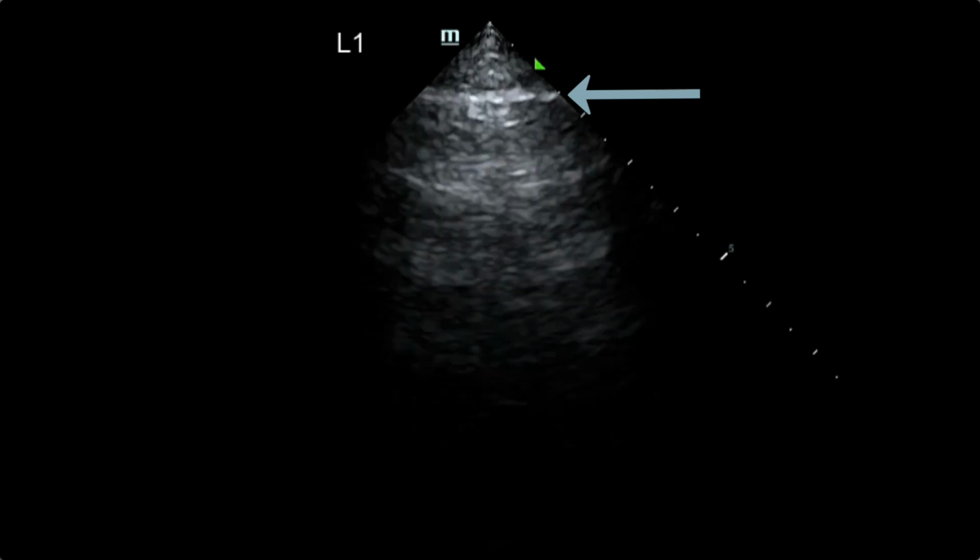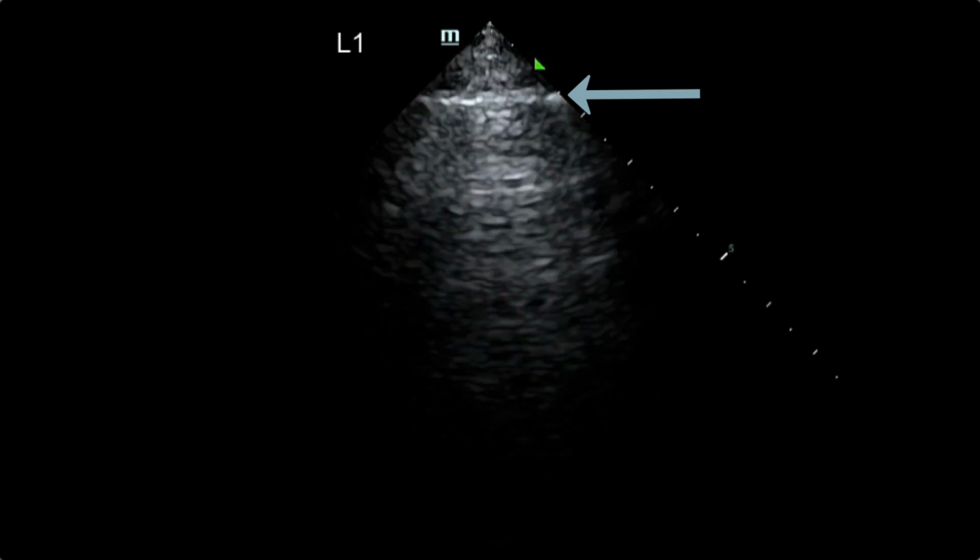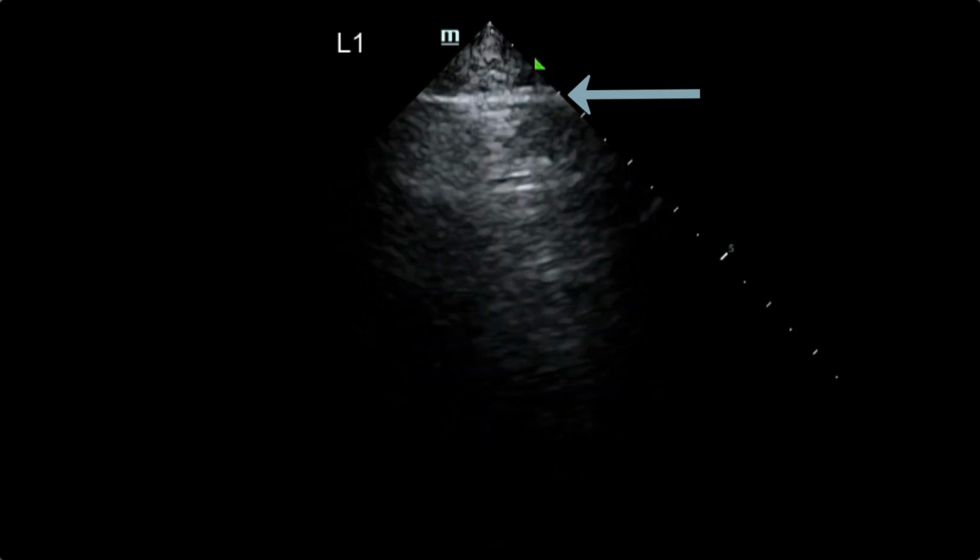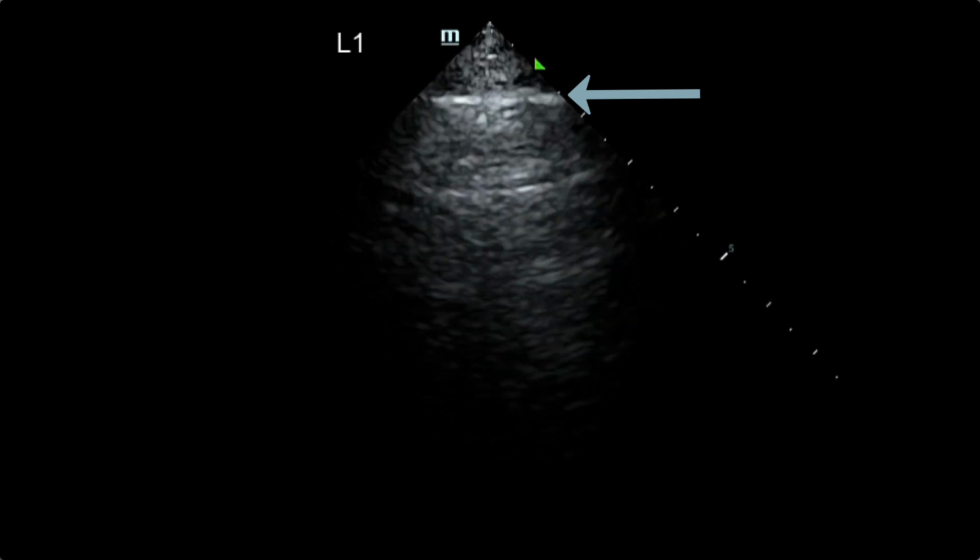It's important to note that we're only looking at one part of the lung. So the presence of lung sliding does not exclude a pleural pathology elsewhere in the chest. Lung sliding, when present, is usually quite easy to see. It's sometimes described as ants marching along a log or a shimmering of the pleura.